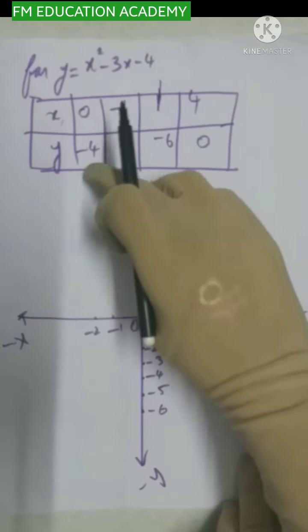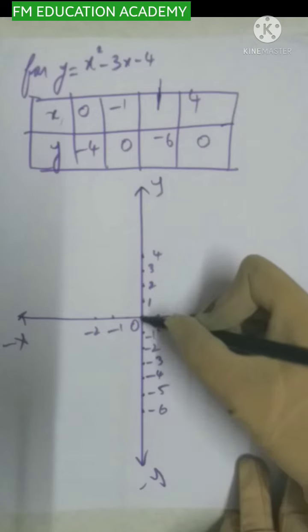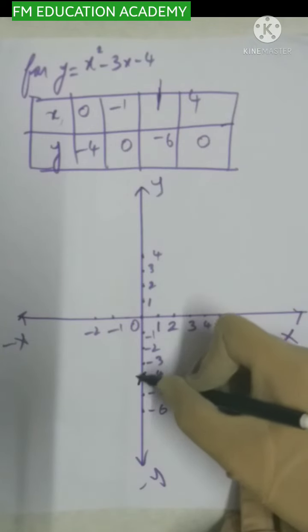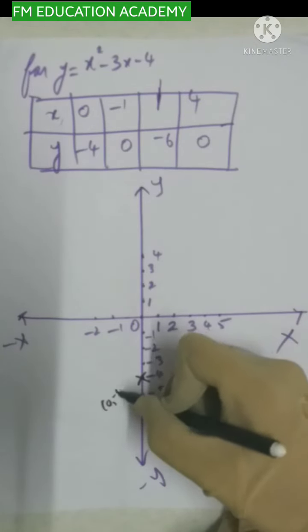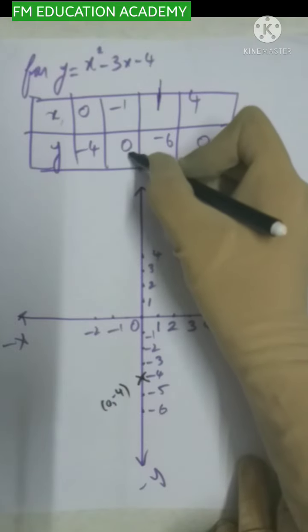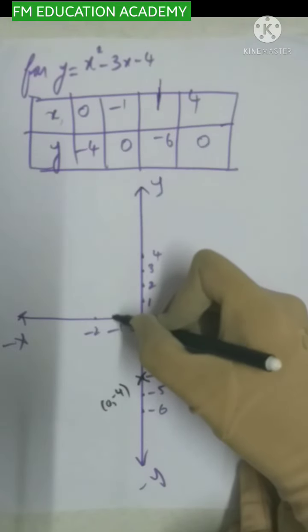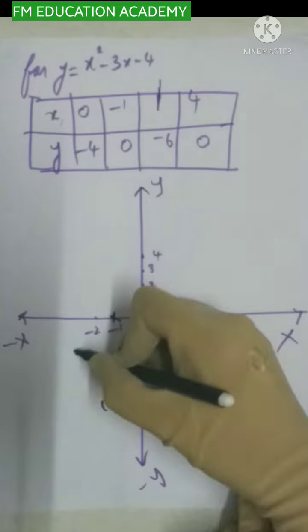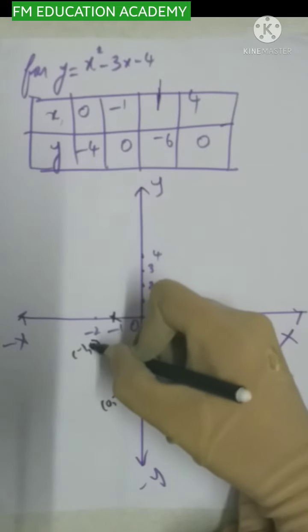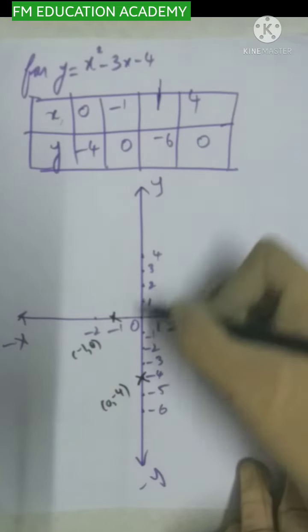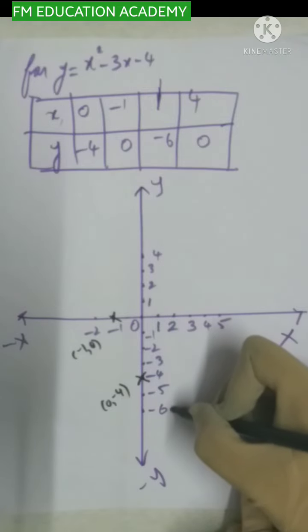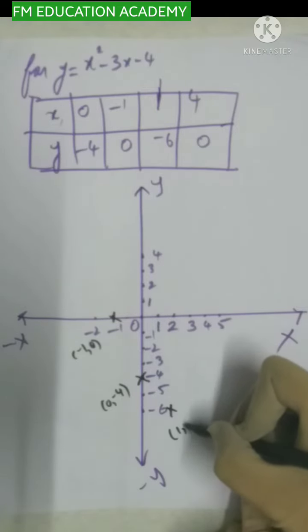We get when x is 0, y is minus 4. When x is 0, y is minus 4 means this is my point, 0, comma, minus 4. Next point is when x is minus 1, y is 0, which means this is my point, minus 1, comma 0. Next point is when x is 1, y is minus 6, which means this is my point, 1, comma minus 6.